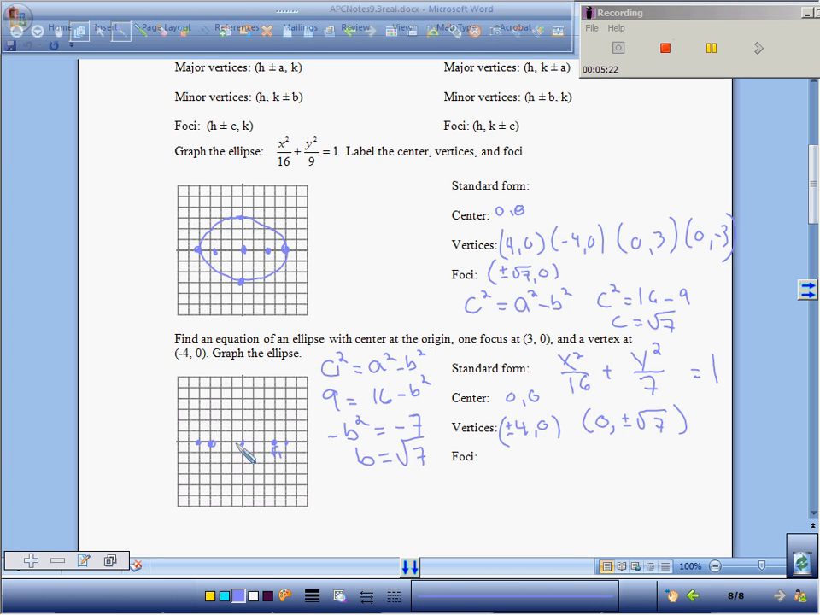Because b I found to be root of 7. So root of 7, which is 2 point something, and 2 point something up. So that looks real similar to that. Not that other one, that's a bad one. It's hard to draw from an angle. And then the foci are at plus or minus 3, comma 0.